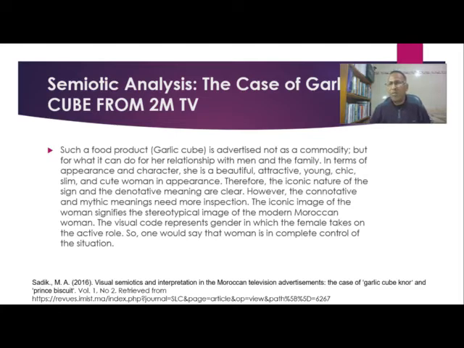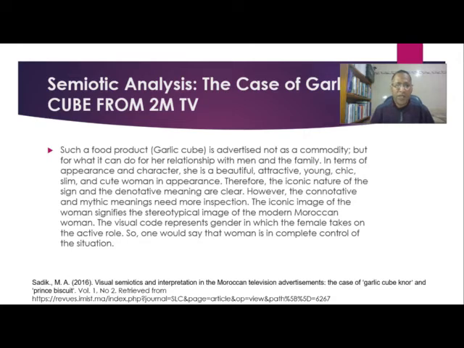I think in terms of the appearance and the character of the woman, we noted that she is very beautiful, attractive, young, chic, of course, and slim, cute, any positive aspect about personality and character can be associated with that woman. And therefore, the iconic nature of the sign and the denotative meaning are very clear. So the connotative and the mythic aspect, because when we speak about connotation, we cannot avoid talking about myths. And myths are a kind of stereotypes that are used to fix specific meanings about certain things and objects or products or whatever.